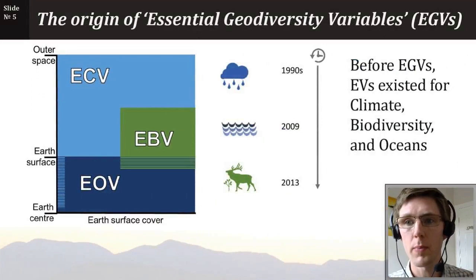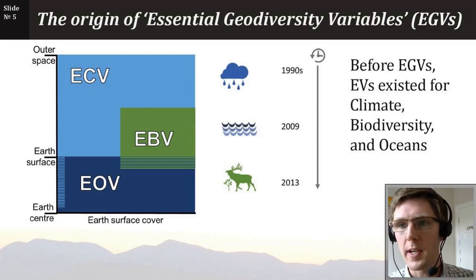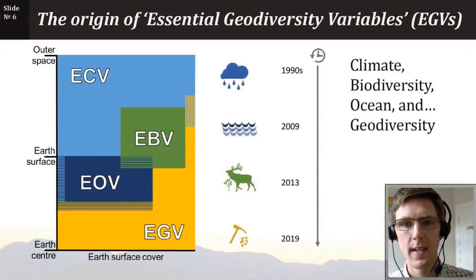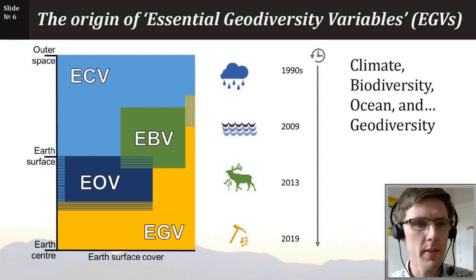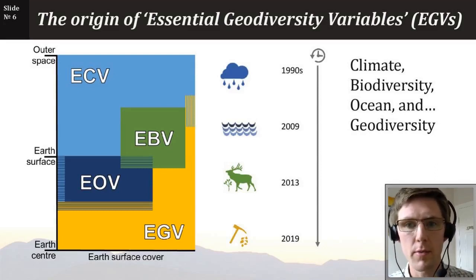Here is a brief visual representation of the situation we found ourselves in a few years ago, pre-EGVs, as a dark era. Essential variables were developed for climate, then oceans, and then biodiversity. And then we added geodiversity, which, as you can see and already know, underlies so many of the Earth systems. And this is the same figure that you saw in Murray Gray's great talk earlier.